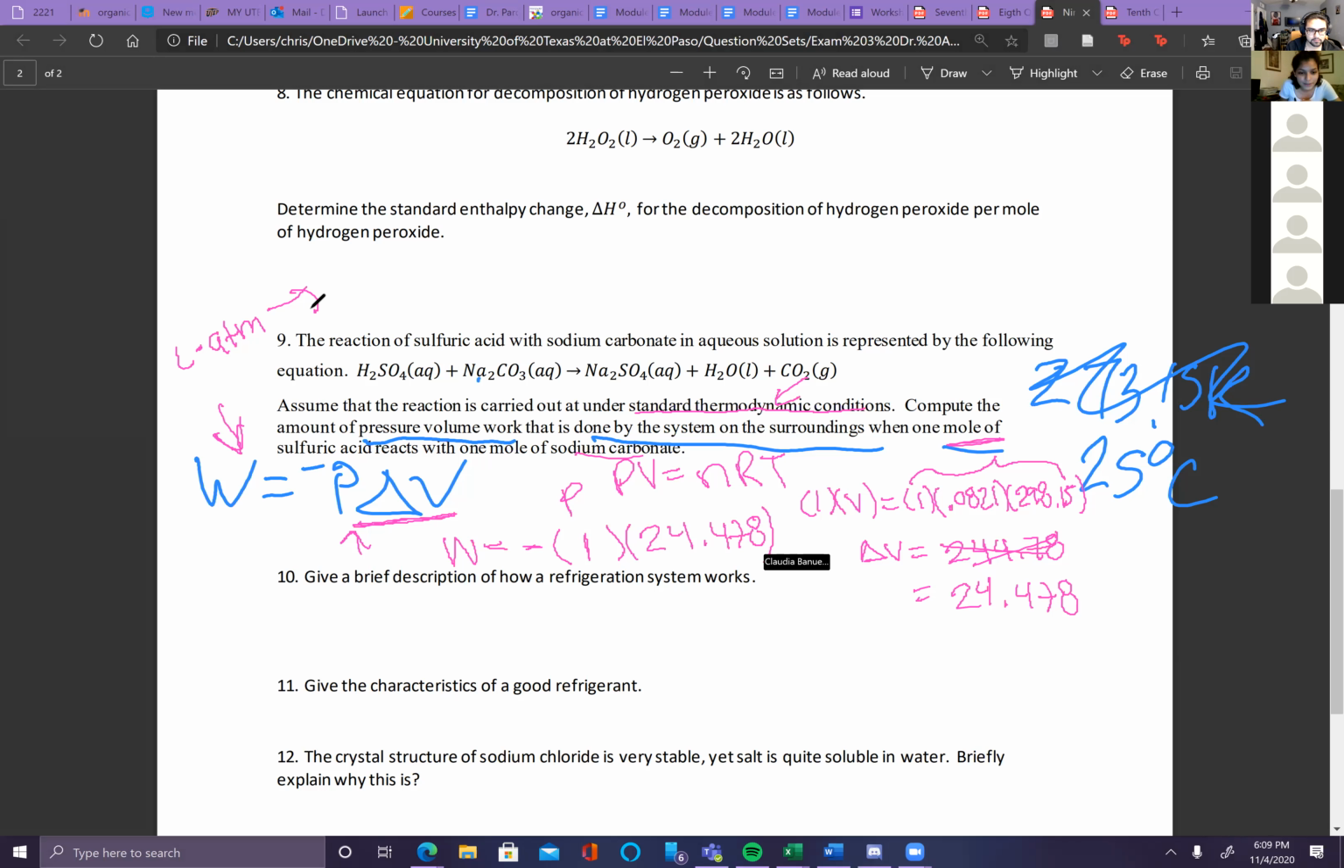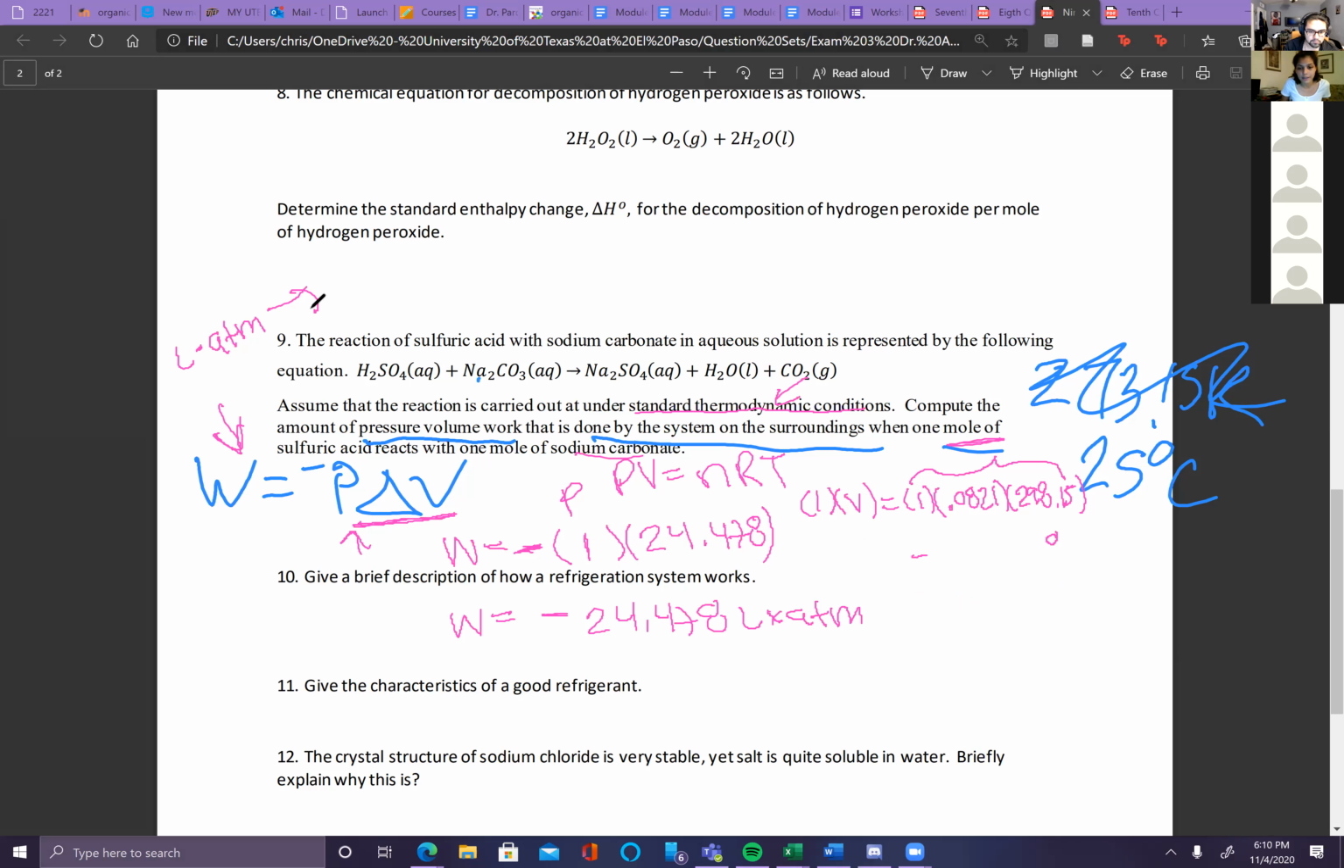So technically, this is the same thing. So W, I could put negative. Yeah, it'd be the negative. Don't forget your negative because that changes it by a lot. So then it'll just be negative 24.478 liters times ATM. But again, work isn't measured in liters times ATM. It's measured in what? Joules. Yeah, exactly. It's measured in joules.